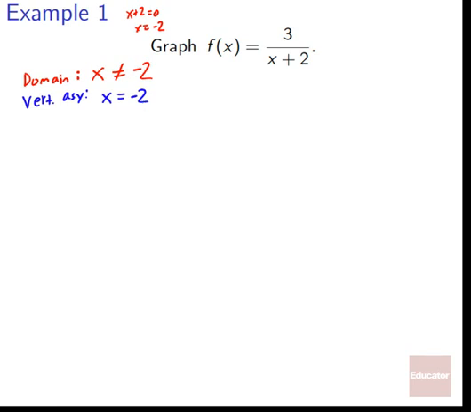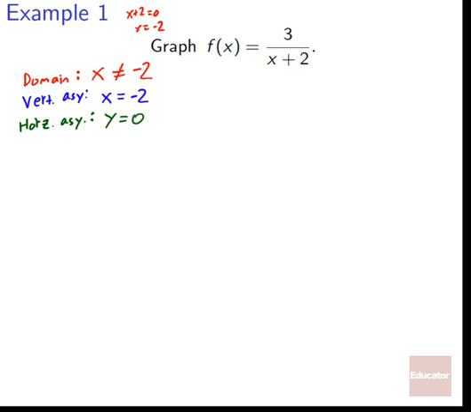And finally, a horizontal asymptote. What will this go to in the long run? The numerator's degree is 0, and our denominator's degree is 1. So in the long run, the denominator will grow and eventually crush our numerator to effectively nothing. So our fraction goes to 0, so it has y equals 0 as its horizontal asymptote.